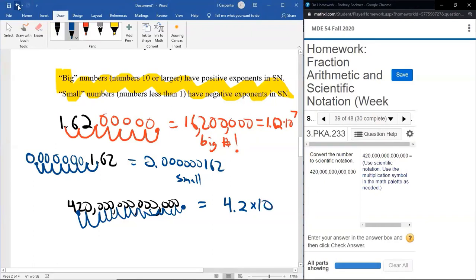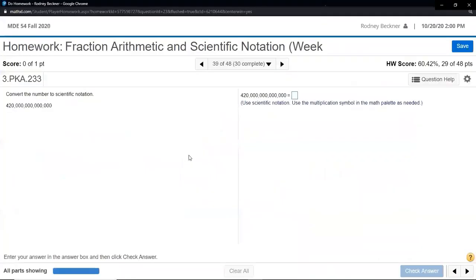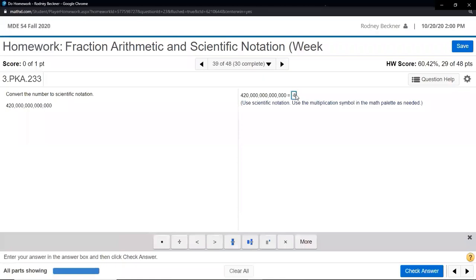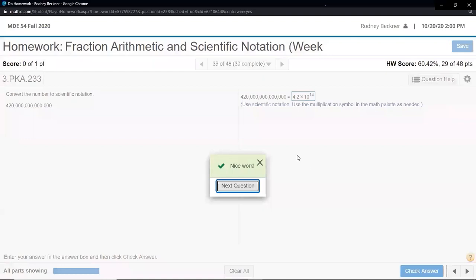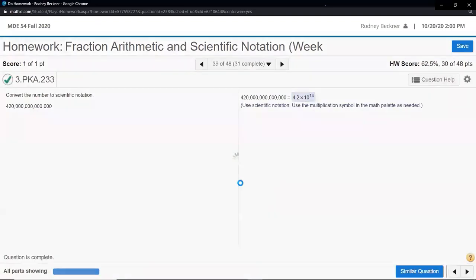And then the exponent, since we moved it 14 times, is either positive or negative 14. It's just a matter of, is it going to be positive 14 or is it going to be negative 14? Well, you can do the whole left is this, right is that nonsense, or you can say 420 trillion was definitely a big number, which says this should have a positive exponent. So 4.2 times 10, and then we hit our exponent button, which is right here. I believe it was 14. I hope that's right. Yes. There we go.